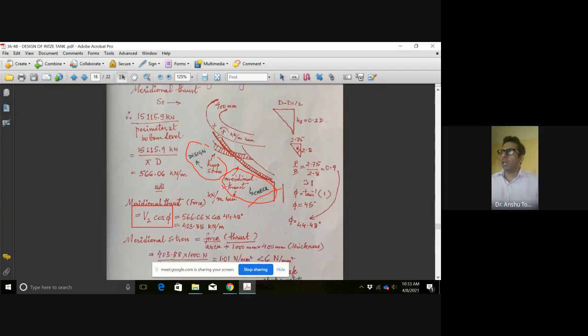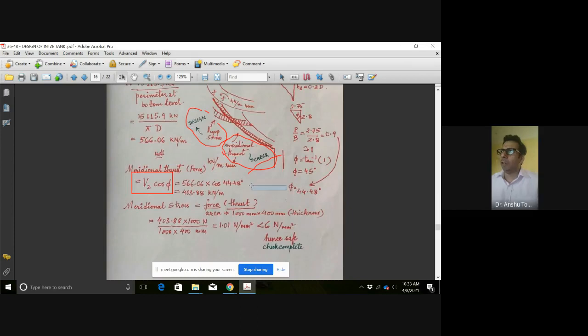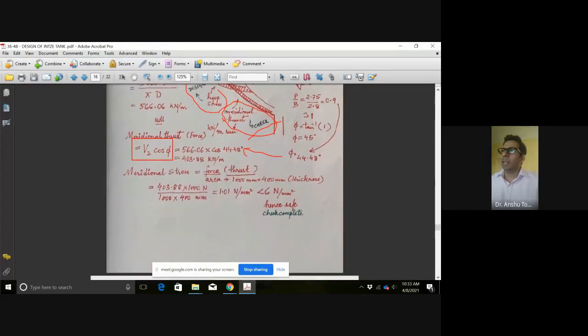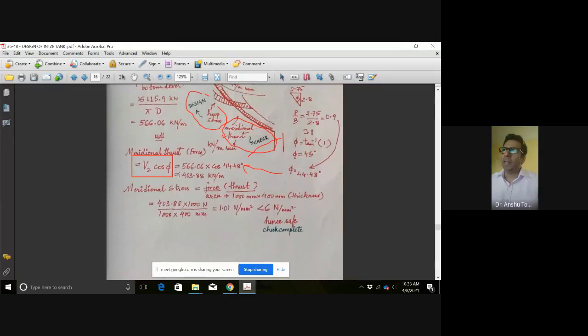So using P upon B, phi is equal to tangent inverse 0.98. अगर आप यूज करोगे तो 44.48 आएगा. If you use 45 exactly, अगर आप 0.98 को round off करके 1 करते हो, so it will be 1. At tangent inverse, we know that phi is equal to 45 degree. So you have to just put the value which you have got from here. And then thrust. फोर्स हमने निकाल लिया, अब हमें स्ट्रेस चेक करना है.